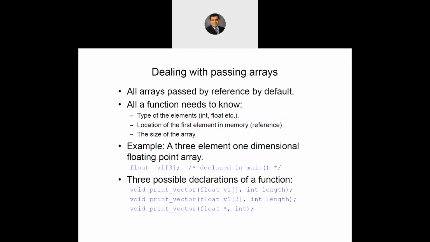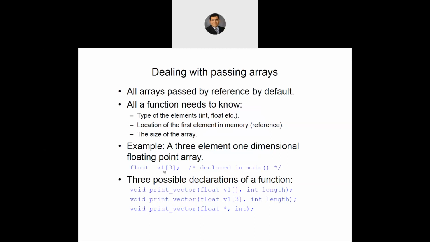Now, whenever you use arrays, by default, remember that it is pass by reference. All arrays pass by reference by default. When you declare an array in a parameter, you have to say the type of elements, that is the data type, the location of the first element in the memory, the reference, and the size of the array.